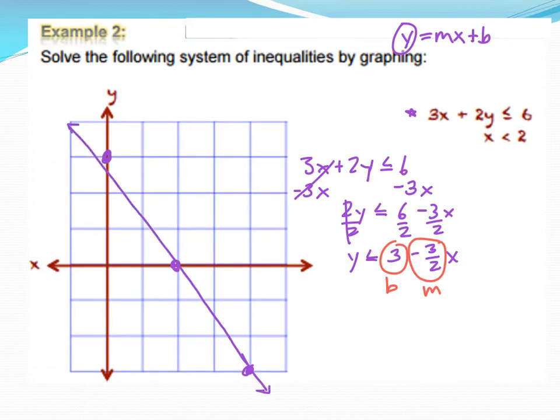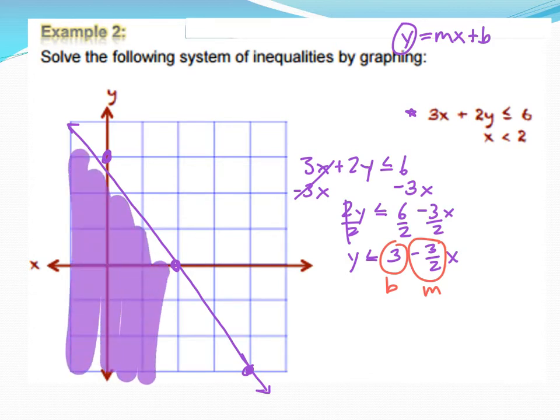All right, and then lastly, I'm going to shade either above or below. How do I know the difference? Well, again, I'm going to look at the inequality. It says less than, so remember, less than, I'm going to shade below this line. So that means a solution for at least this inequality is going to fit in this region here. Now, notice we have another inequality. I'll do this one in red here. We have the inequality x is less than 2.